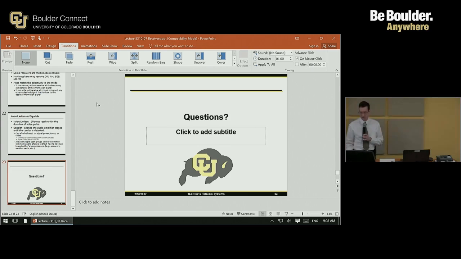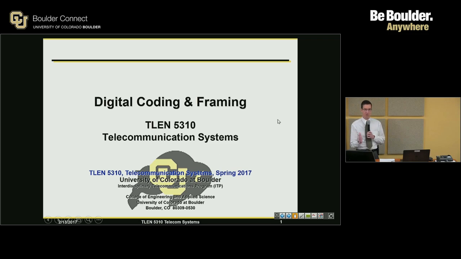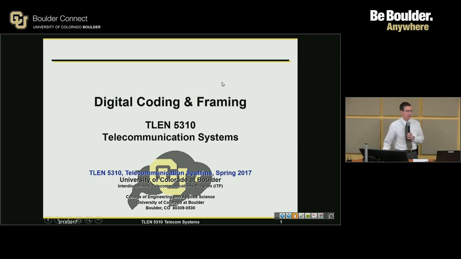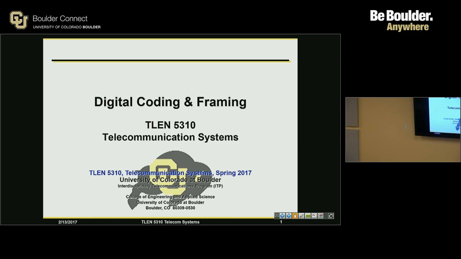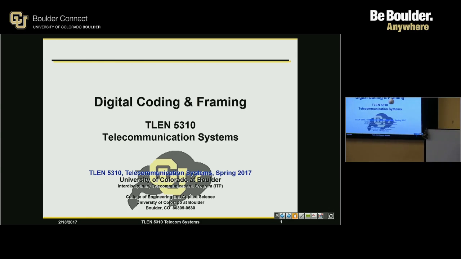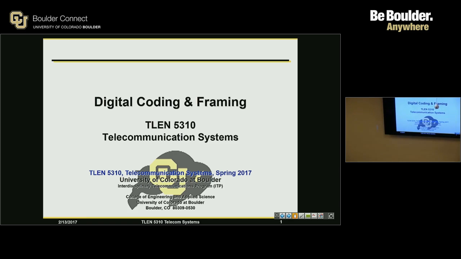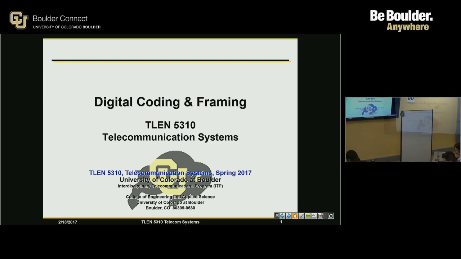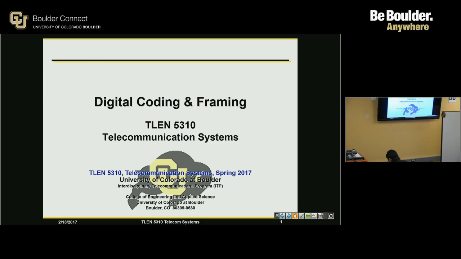Reading through the book, it was kind of refreshing to jump from the receiving chapter to the digital coding and framing chapter. Some of the information in this next section comes from another book and may not be covered in your book to the same extent. So you'll want to take another look at some of these slides afterwards. They're already posted on Desire to Learn, so you shouldn't need to worry about that.